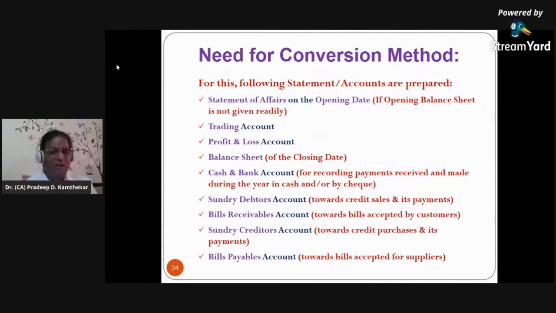And finally, when we close this trading account, you will either have on the debit side gross profit, which is brought forward on the credit side of the P&L, or if the debit side is more, you will have gross loss on the credit side, which is brought forward on the debit side of the profit and loss account. This is a very familiar account because you have been dealing with this since FYJC.